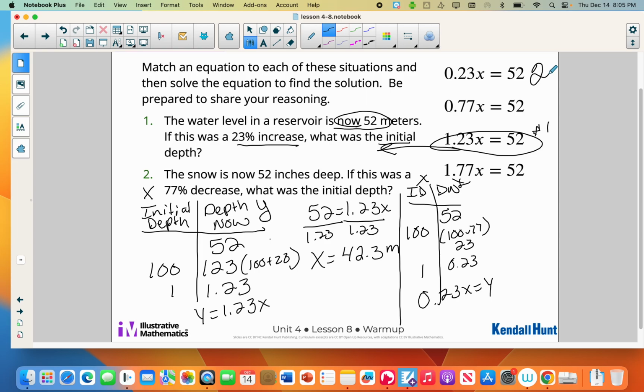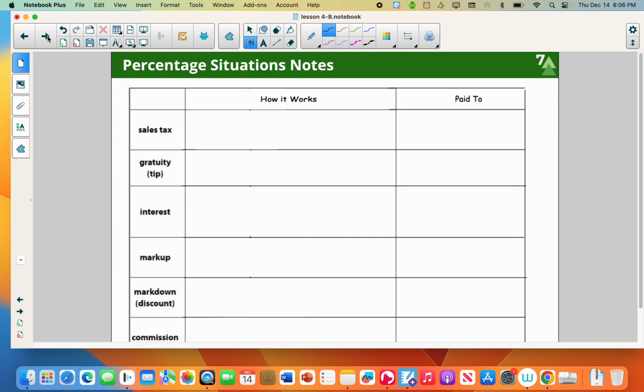And then we put in the 52 for the y. So 23 hundredths x equals 52. We divide both sides by 23 hundredths. And so we end up with x equals, and again, rounding to the nearest tenth, I got 226.1 inches. So it was just a little warm up for today, giving us an idea of matching before we have to come up with everything on our own.